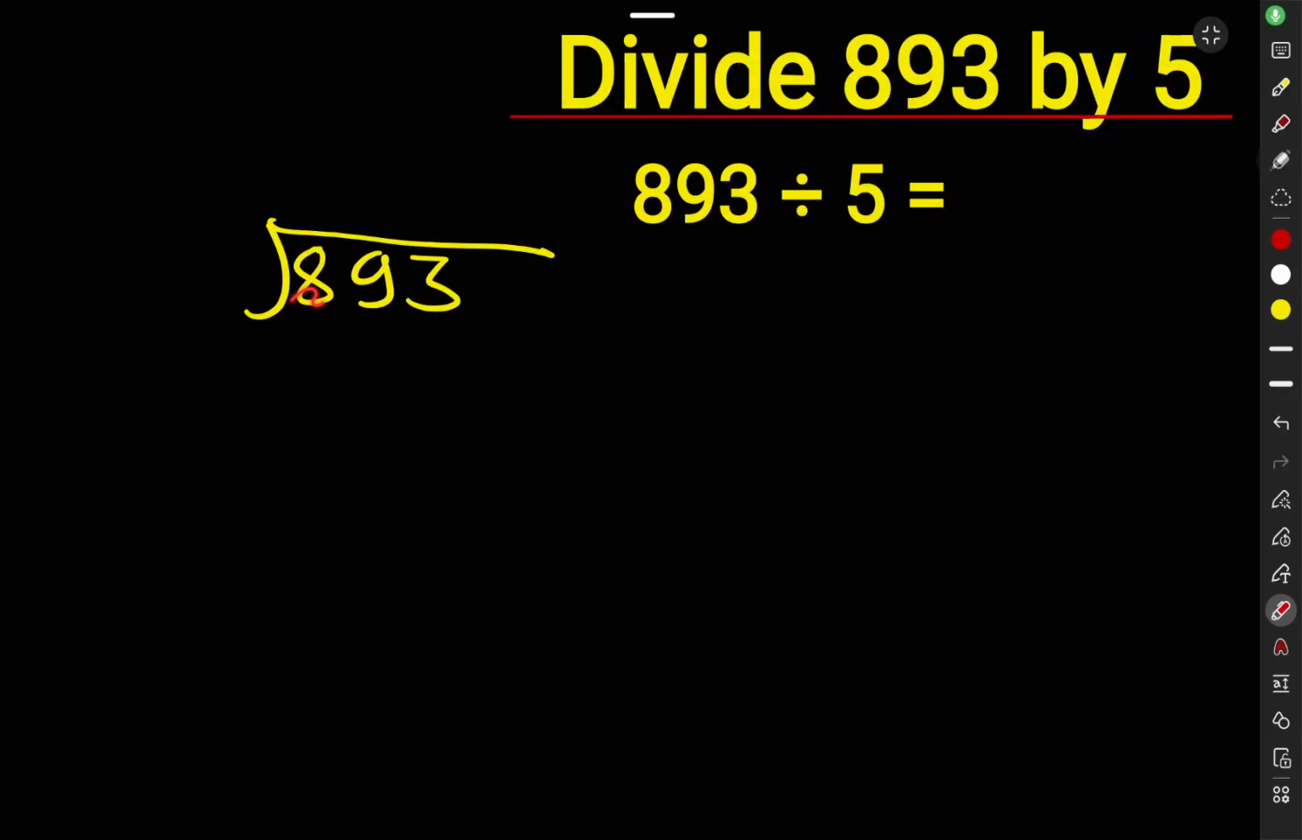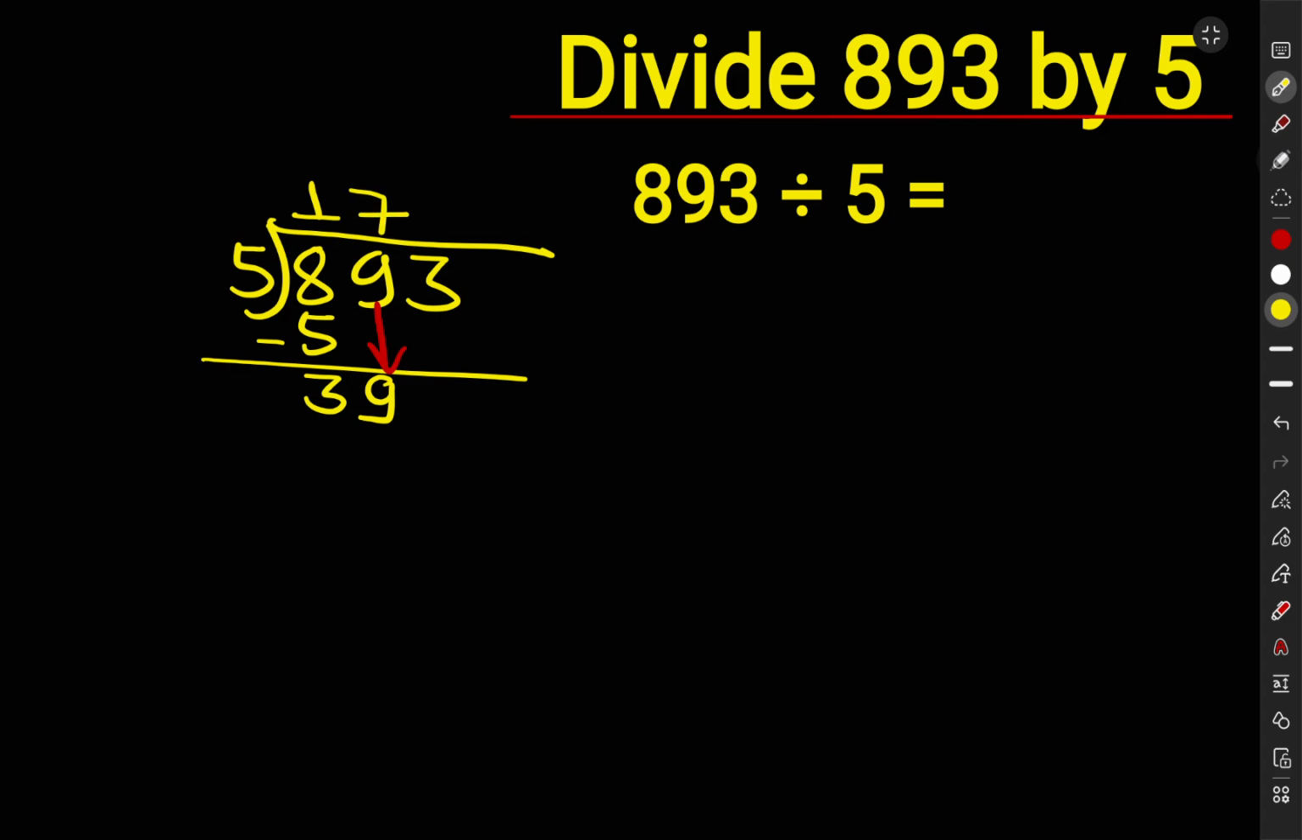We divide 893 by 5 in long division method. 5 times 1 is 5. On subtracting we get 3. So now we put down this 9 and it is 39.